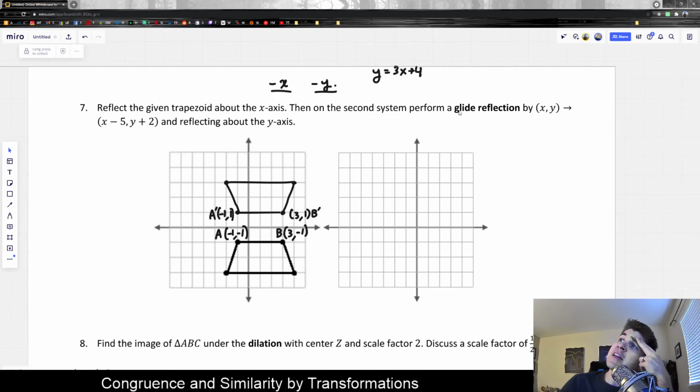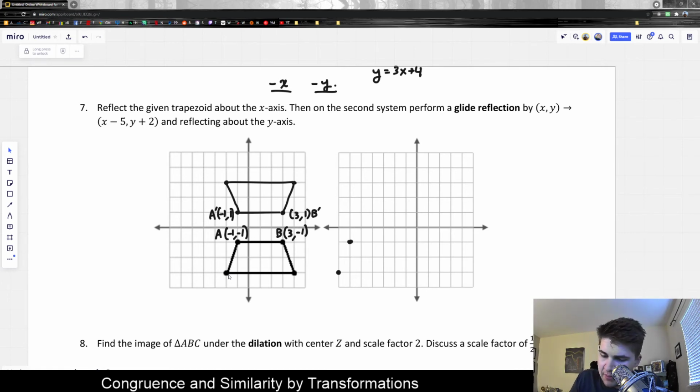So looking at the second example, it says on the second graph, perform a glide reflection by the transformation 5 to the left and 2 up, and then reflect about the y-axis. So let's first perform the translation, which would basically be taking each of these points 5 to the left. So starting with the bottom left point of the trapezoid, moving that 5 to the left, it would end up right over here. And that would leave this point right here, point A.